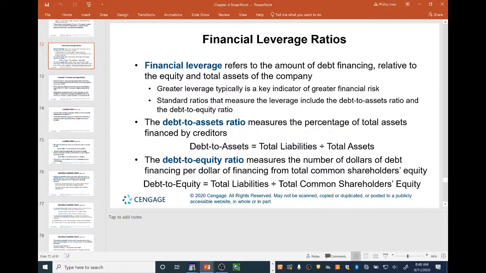Not bad, right? These are the type of things that if I'm asking you anything ratio wise, it would be something like this, okay? Like I said, I'm not going to go into detail on those big spreadsheets. Debt to equity ratio measures the number of dollars of debt financing per dollar of financing from total common shareholders' equity. So debt to equity, once again, is just total liabilities divided by total common shareholders' equity. Makes sense, right? Debt to assets, once again, is just liabilities to assets. Pretty simple, right?